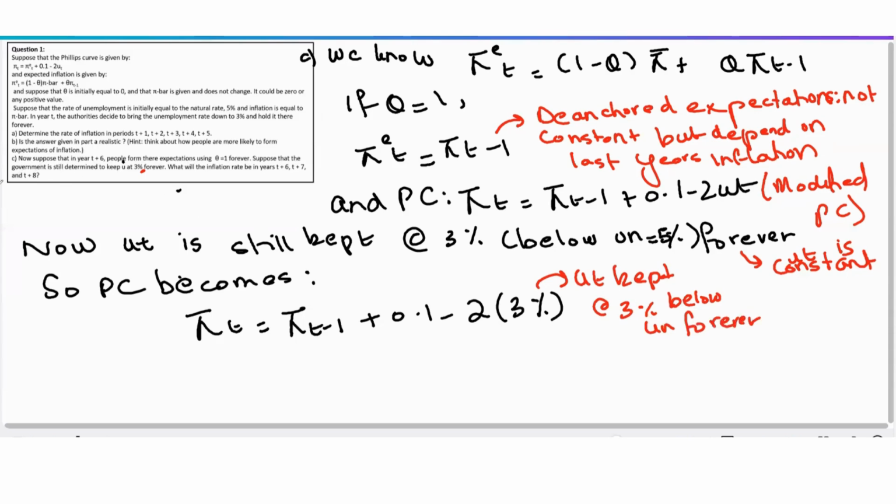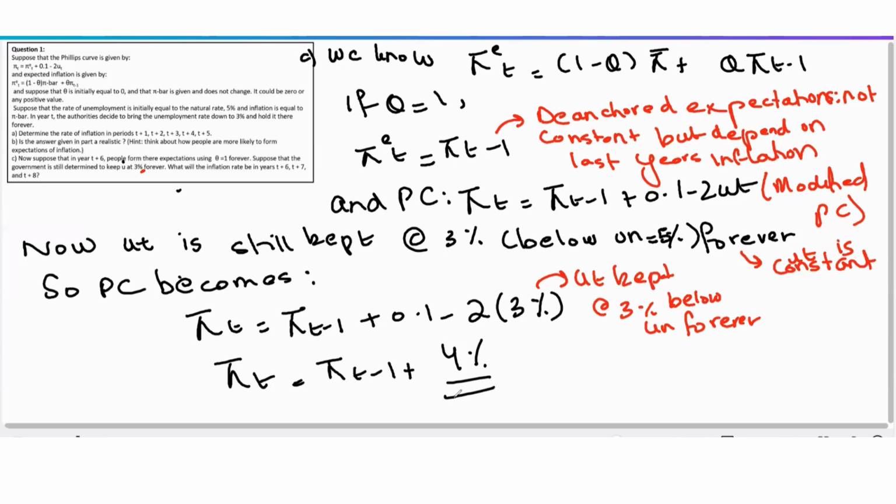Then if I simplify this, pi t is equal to pi t minus 1 plus 4%. If we recall, when theta was 0 we got pi t equal to pi bar plus 4% in the first part. In that case, even if we move forward every period, from pi t plus 1, pi t plus 2, pi t plus 3, in the first part it was always pi bar plus 4%.